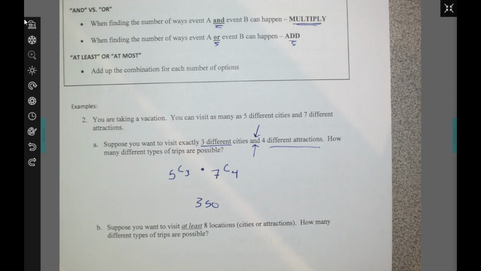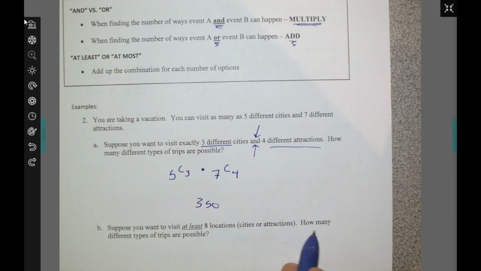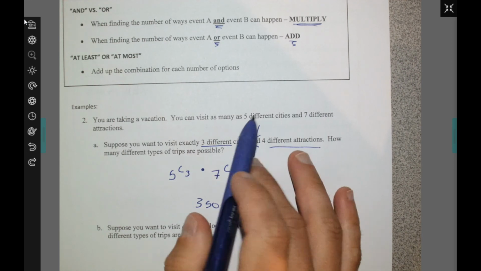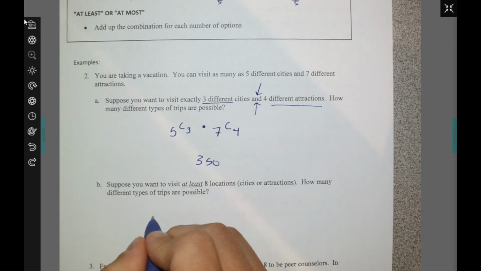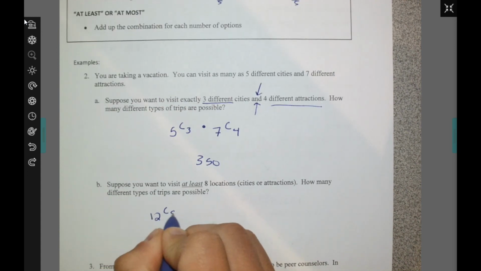For B, it says suppose you want to visit at least 8 locations. So it's cities or attractions. How many different types of trips are possible? So we want 8 locations. From the cities and attractions, there's 12 different options we have. So we'd have 12, choose 8.